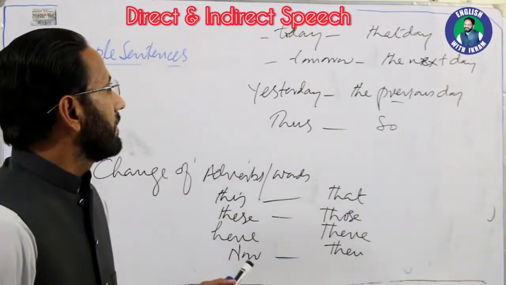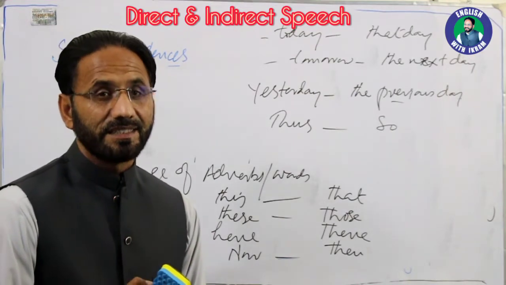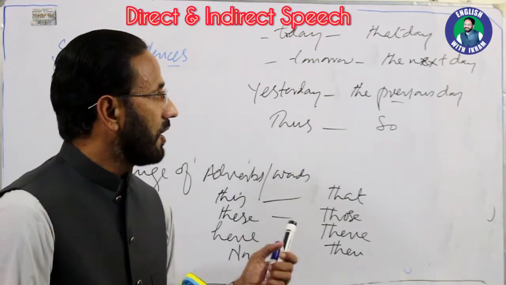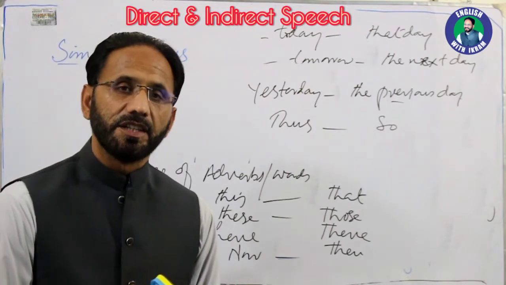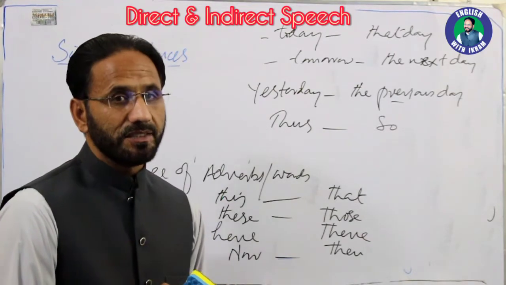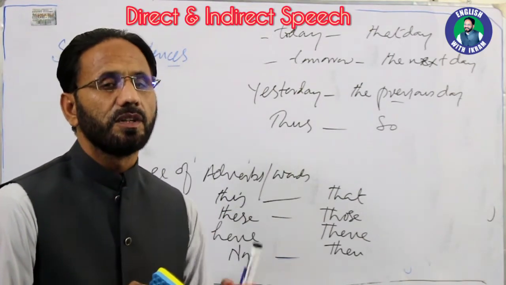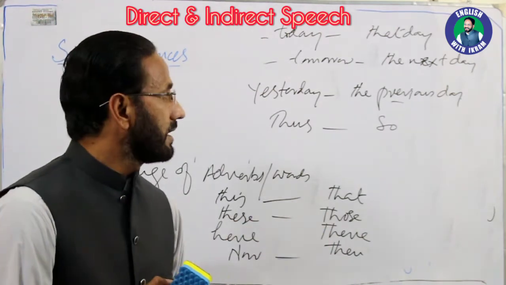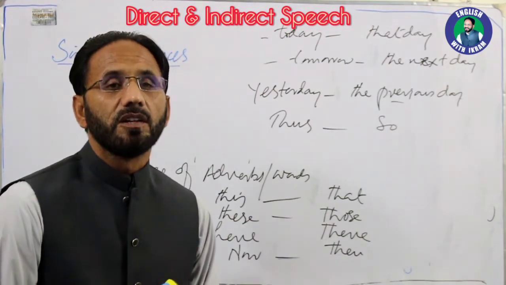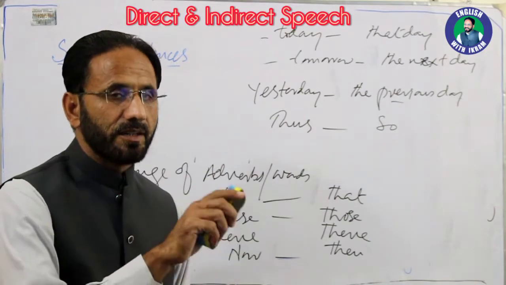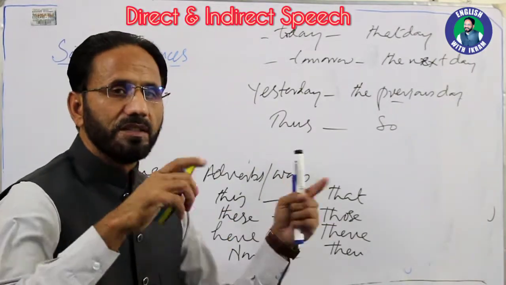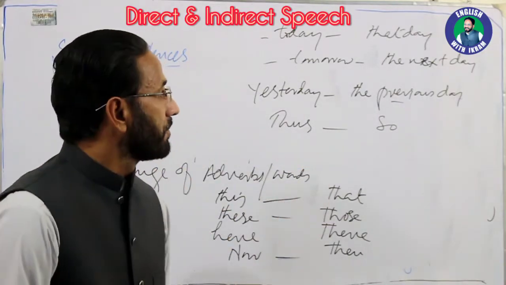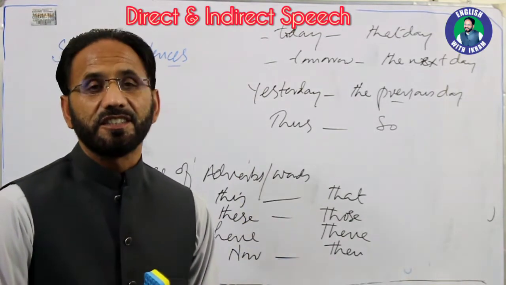Okay, I have discussed the structure. What is the structure of direct speech? And how do we change a sentence from direct speech into indirect speech? What are the changes? The first change is that we remove the comma, and at the place of that comma, we use that. Comma ke jagah pe that use hota hai. Inverted commas udd jate hain. Uske baad the next thing is change of pronoun.